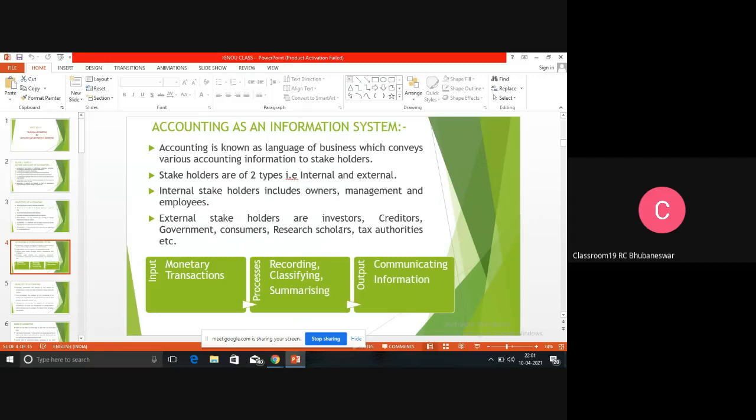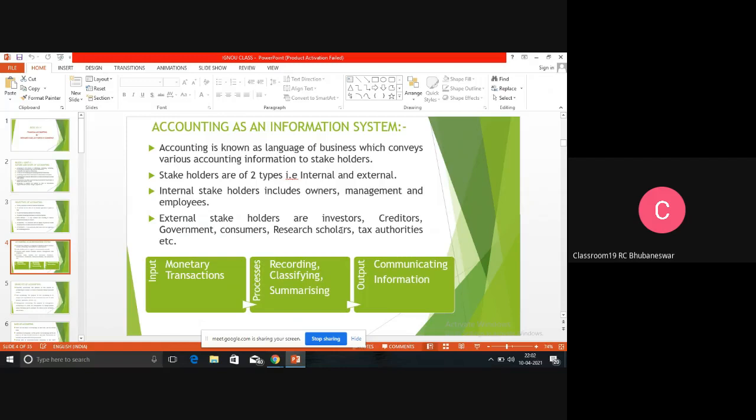Then coming to the next slide, we can say accounting is an information system. If I say accounting is the language of business, then it is absolutely correct. What is the meaning of that? The language I am speaking now is English, so through English I am communicating between you and me. Similarly, accounting communicates business information, so accounting is known as the language of business.